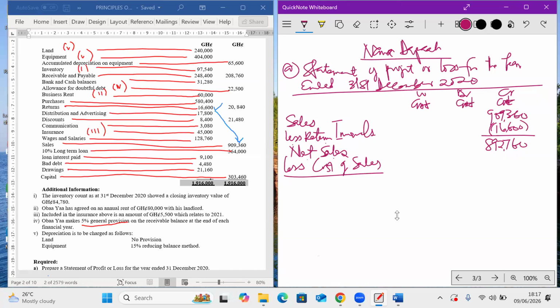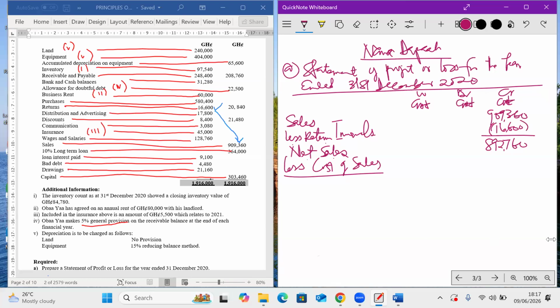Why less? Because cost of sales is an expense. We will eventually move it to join the sales on the credit side. So if you move it to join the credit side, debit changing to the credit becomes negative. That's why we are lessing it. Are you good? Yes, sir.